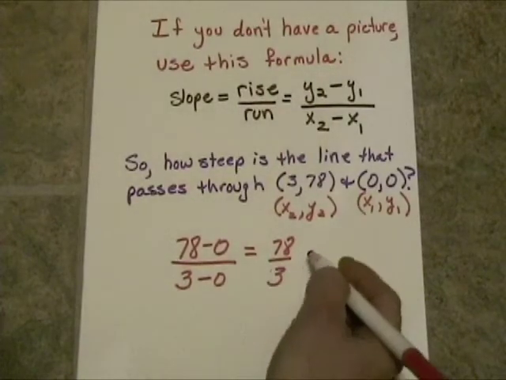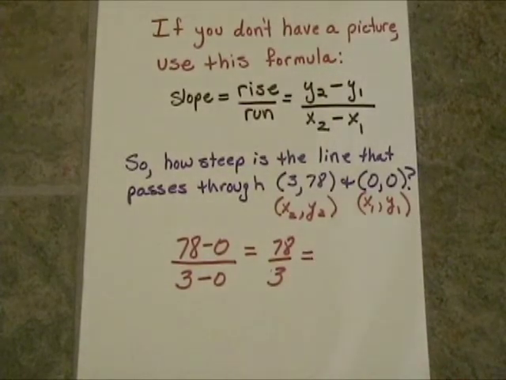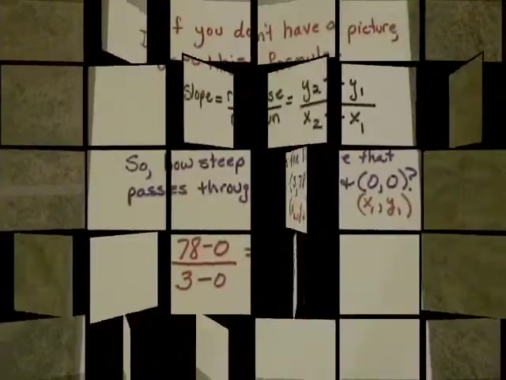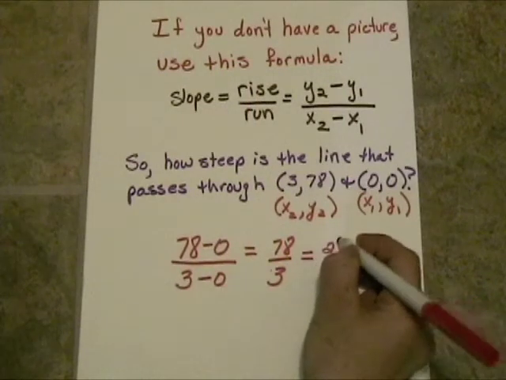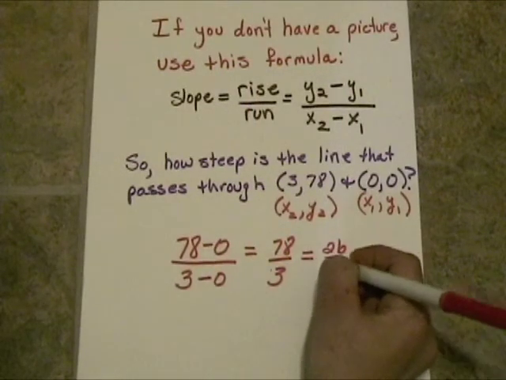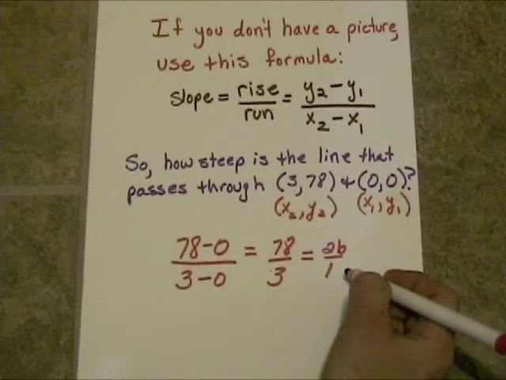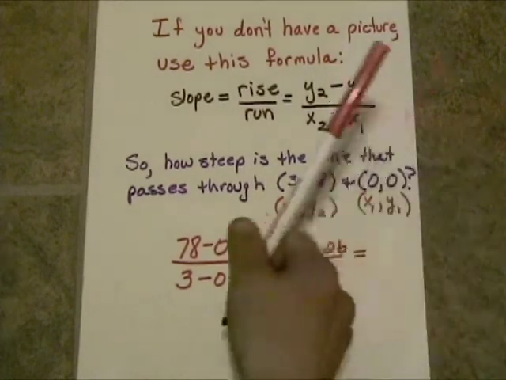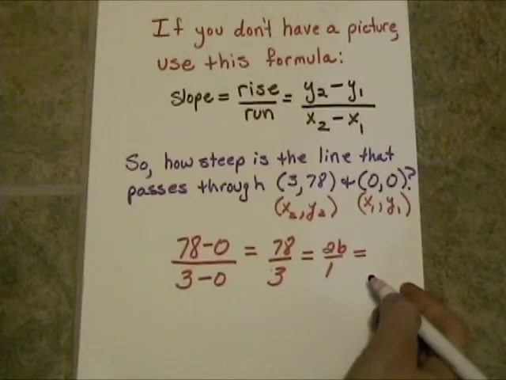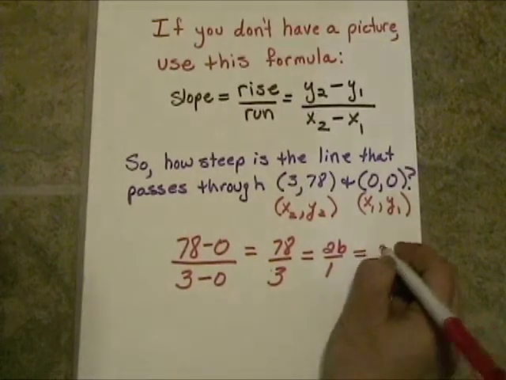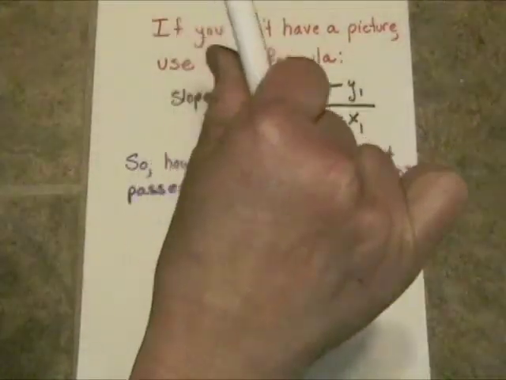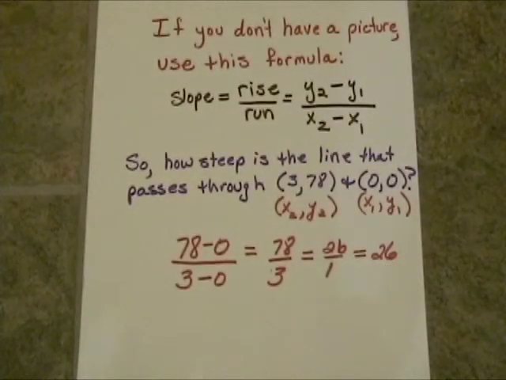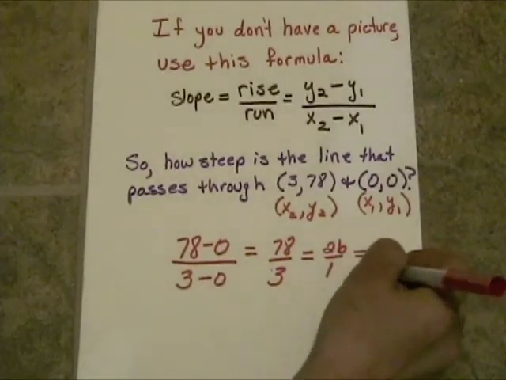Now, does this reduce? Yes, it does. 3 will divide into 78 26 times. So this was equivalent to writing 26 over 1. But in most cases you're going to see that in your direct variation as just simply a k of 26, and the 1 is implied. Up 26 and over 1 block would be your steepness. There you have it.